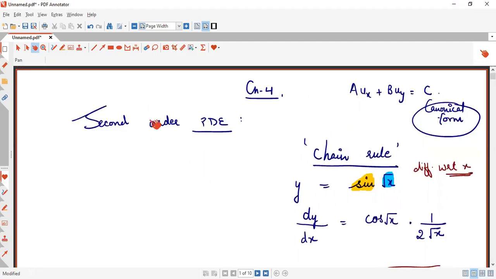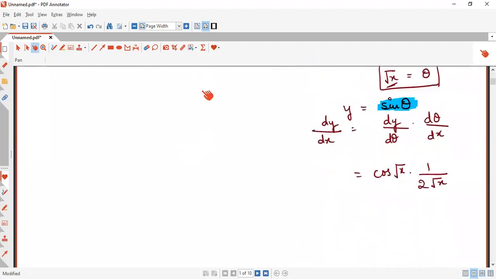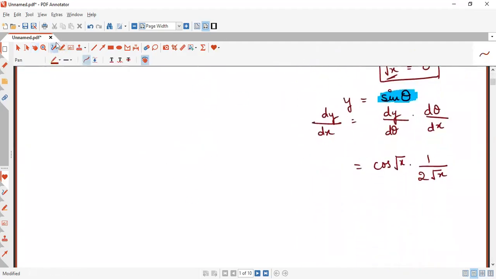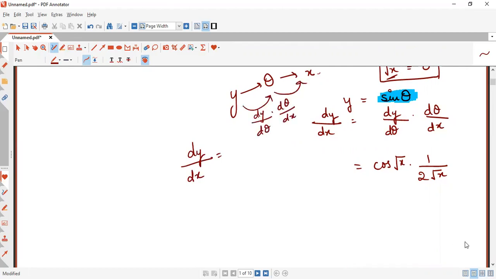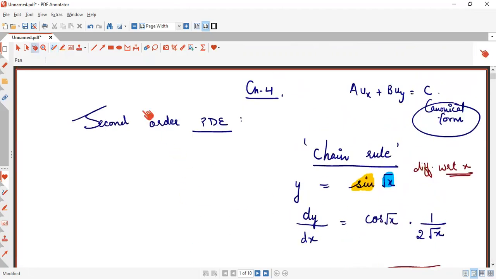Here also we are going to apply the same rule. If you observe this, y was first in terms of theta, and that theta was in terms of x. And you have to differentiate with respect to x. You move to theta first, and then to x, correct? Here also, we are going to do the same thing, but the difference is it will include second order. That means two variables.